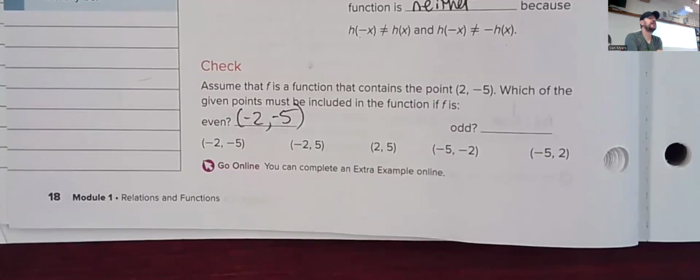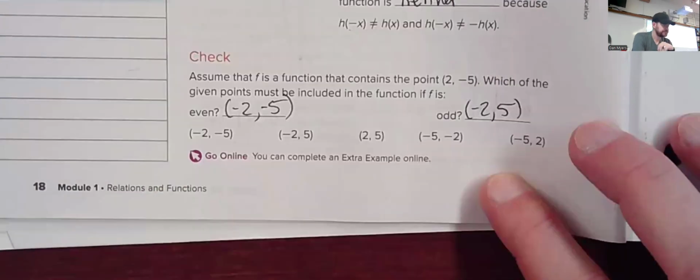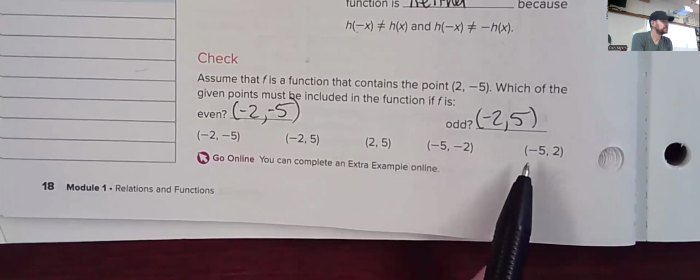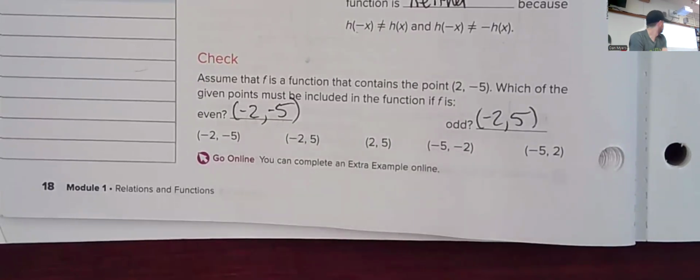If it's odd, what are we looking for? We're looking for both values that are opposite. So which one would that be? Yeah, -2, +5. That's this one right here. Do any of the other ones work? They don't.